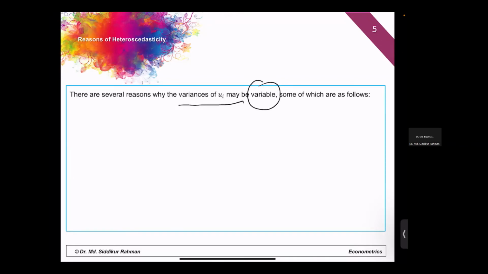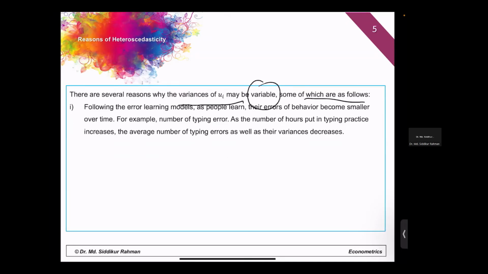There are several reasons why heteroskedasticity occurs, some of which are as follows. Following the error learning model, as people learn, their errors of behavior become smaller over time. Consider one example: the number of typing errors. Suppose I give you an assignment to write some Bengali words or sentences using Microsoft Word. It's really difficult if you have no experience with Bangla typing, right? But how can you decrease your typing errors as time goes on? The more practice you have, the typing errors must be reduced, right? So it depends on your practice of typing.